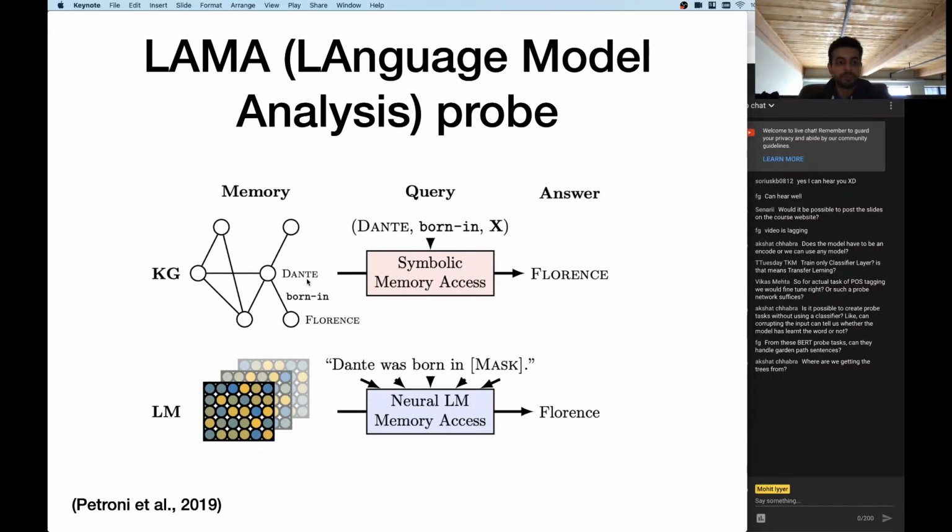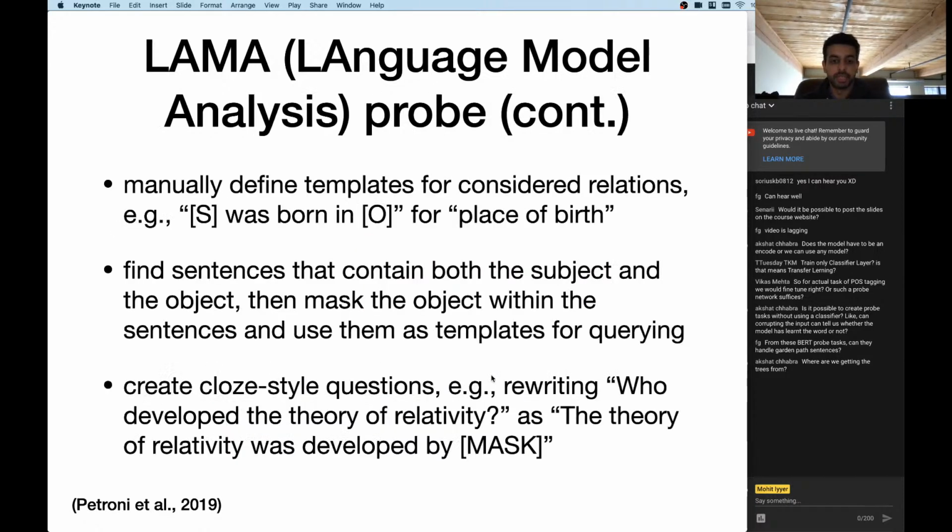Okay, so you can obviously create these kinds of questions by looking at an existing knowledge graph where people have encoded manually or automatically all of these different relationships between types of entities like Dante and Florence. And given a relationship that you get from, say, a knowledge graph, you can transform it into a masked language modeling instance, like "Dante was born in [MASK]." And if the model has learned this, it should predict Florence for the missing token.